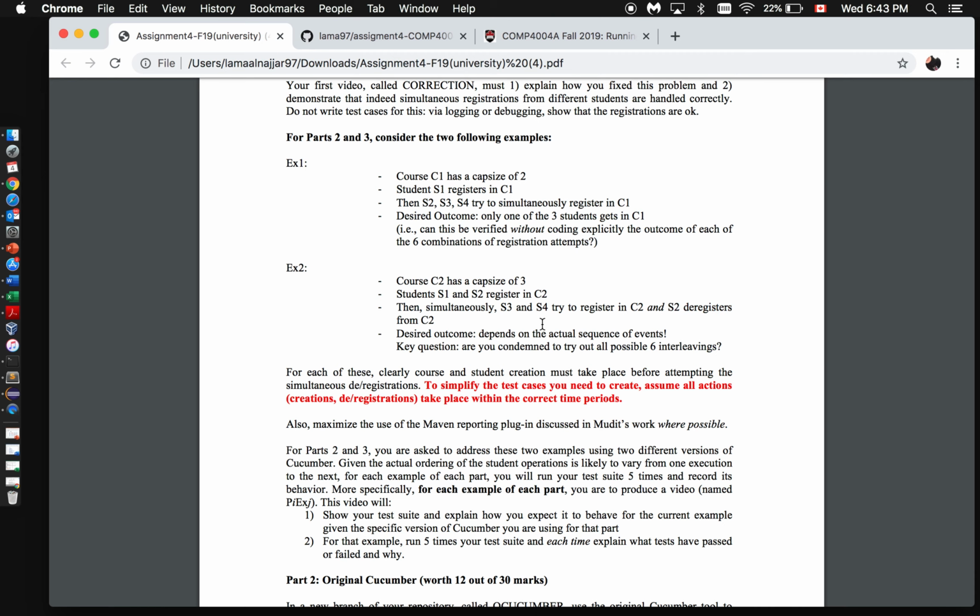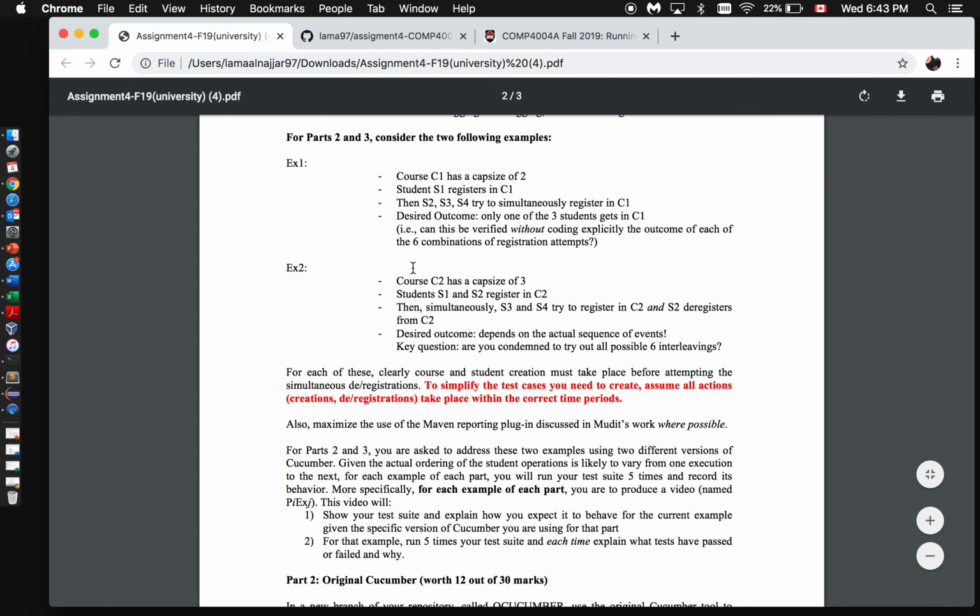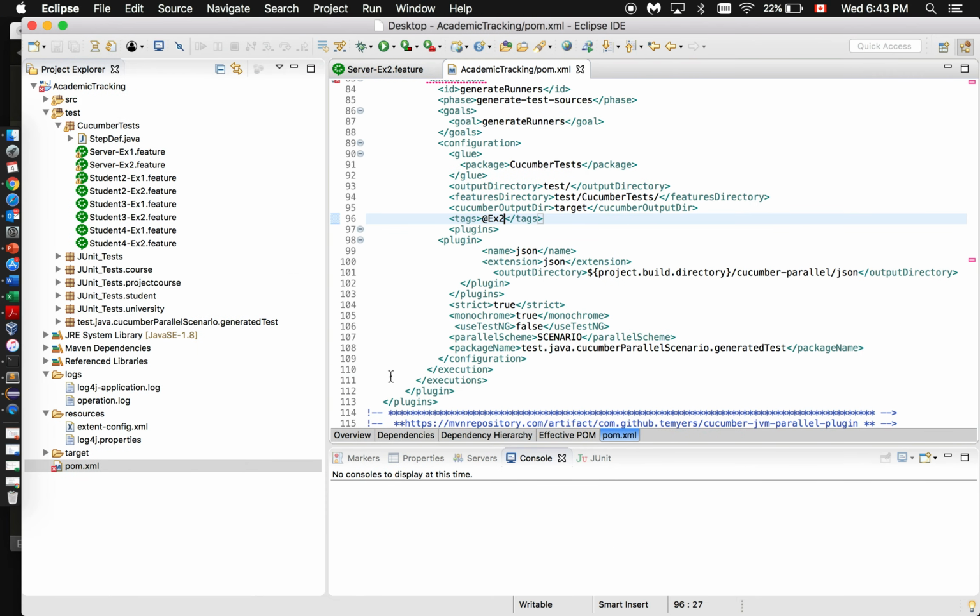We will see that by running Maven several times, by running the parallel Cucumber several times, the order of register and deregister will change. Okay, so sorry about that. Now let me just show you this very quickly.